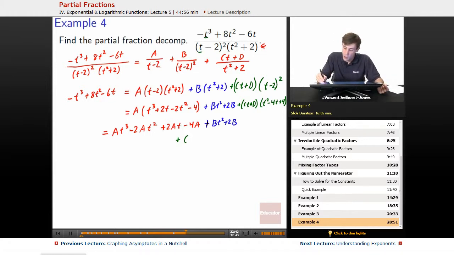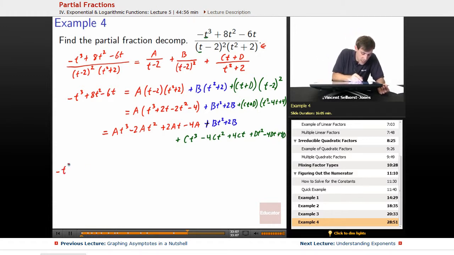So let's work this out. Ct times t squared becomes ct cubed. Ct minus 4t becomes minus 4ct squared. Ct plus 4ct plus dt squared minus 4dt plus 4d. Whew! Okay, got a lot of stuff here.